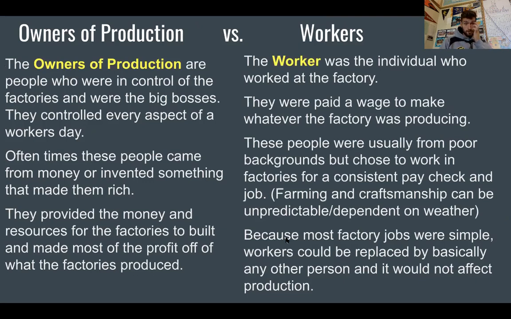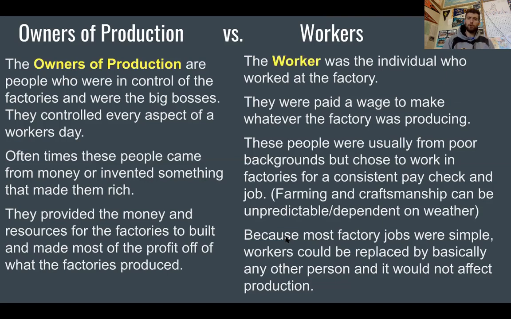Okay. So now we got to talk about two types of groups of people that come up. You have the owners of production and you have the workers, okay? So the owners of production are the people who are in control of the factories. They were the big bosses, right? They controlled every aspect of a worker's day: when they started, when they were allowed to take breaks, when they got off, when they were allowed to use the bathroom, when they could eat, how much they got paid, what type of jobs they were going to do that day.